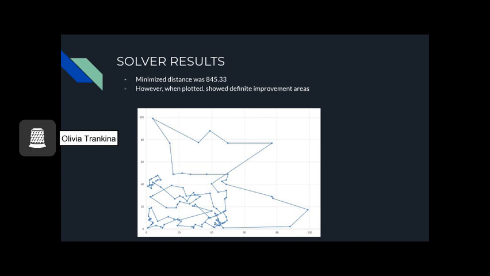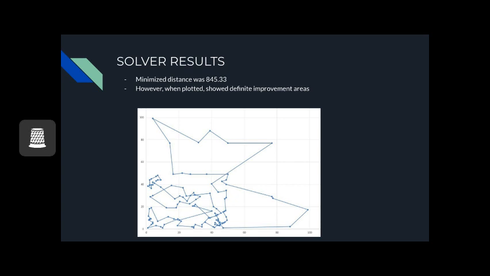After running the Excel solver, you can see that our minimized distance became 845.33. So this is much better than the raw unfiltered data, but it actually is worse than the freehand drawing. That just shows that this is our first computer generated answer, and it can only be improved upon.